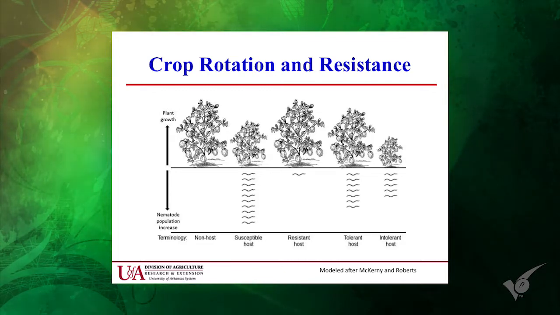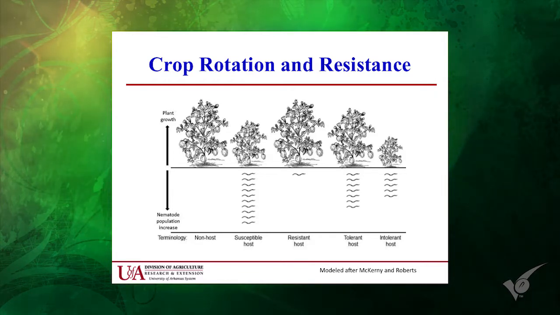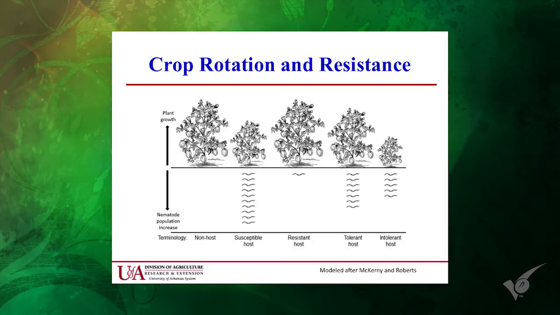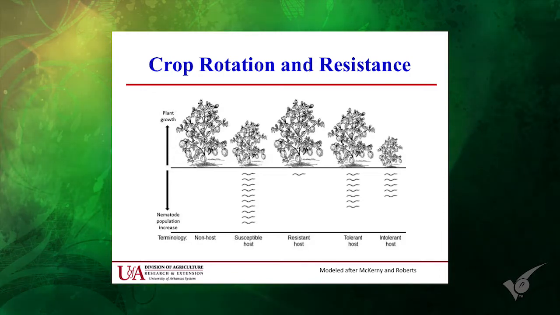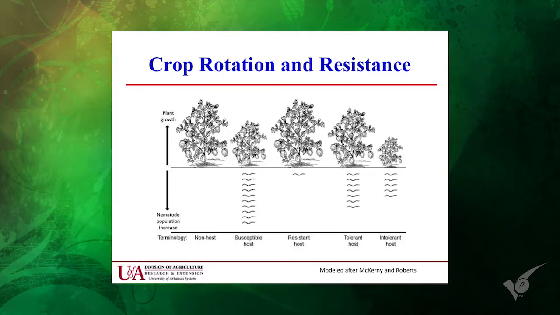So it's based on, if you look at the nematode population in a lot of the trials, you can get an idea of how these nematicides or how the varieties will respond. A non-host then is usually another crop completely, and there's no reproduction whatsoever. And then all the way to the end, we have tolerance and intolerance. So both of those are susceptibles.